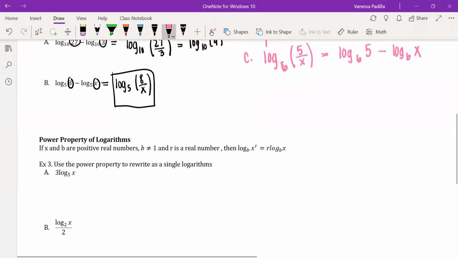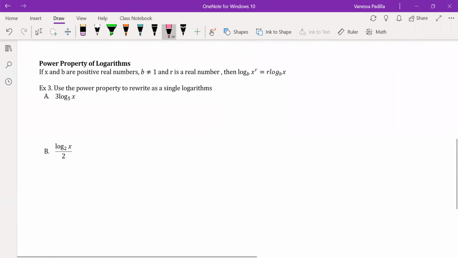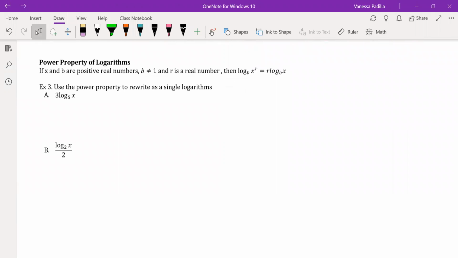All right, and the last property we're going to go over is the power property of logs. If x and b are positive real numbers and b is not equal to 1 and r is a real number, then you have log base b of x raised to the r is equal to r times log base b of x. I like to think of this as the r is pulled into the front, or the r is pulled in as the exponent, depending on what way you're going.